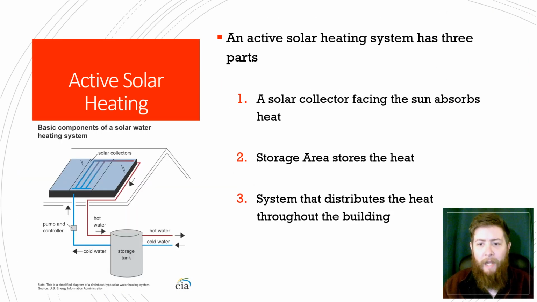Active solar heating, on the other hand, has three parts. It has a solar collector that faces the sun, a storage area that's storing the heat, and a system that's distributing this throughout the building. In this system here, they're pumping cold water out through these solar collectors, which heats up that water, and then that warm water returns to the house and heats up the house. So this one's not for electricity, this one's actually just for heat.